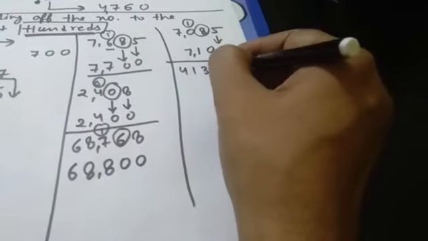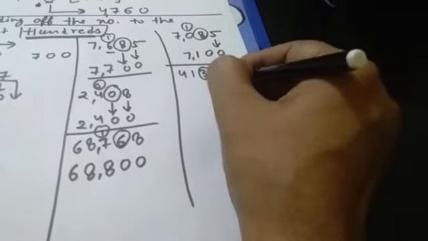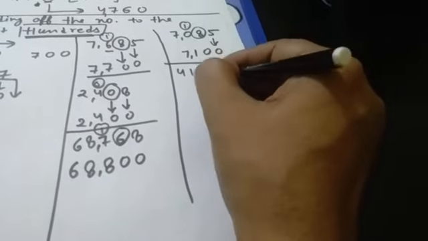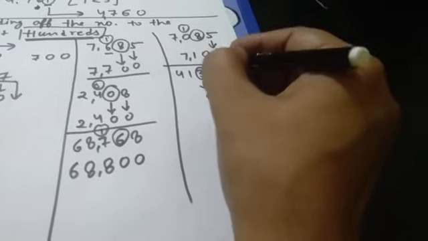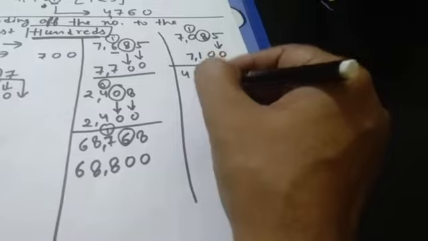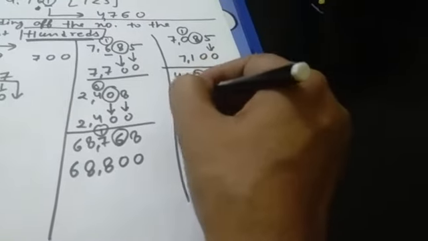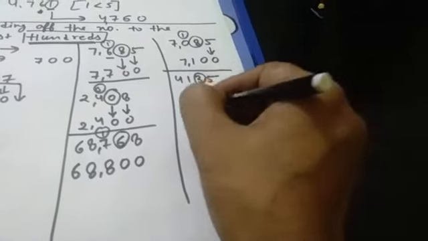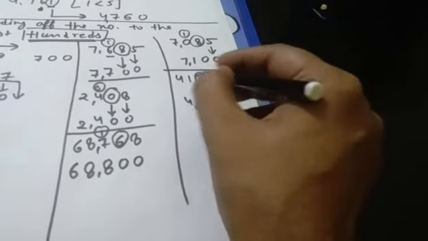Observing digit is ones, tens. This number 5 will be replaced by 0, 3 will be replaced by 0, and since this observing number is less than 5, no need to add here, so 1 will be 1 and 4 will be 4. So the nearest number to the 100 is 4100.